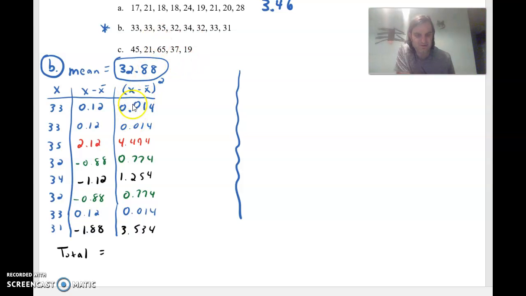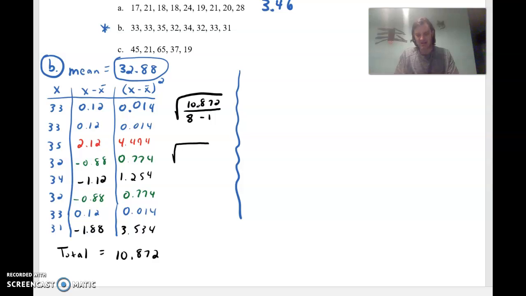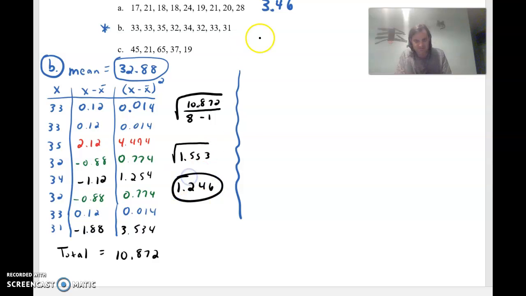And I'm going to go ahead and take the last column and add them up. And if I add all those numbers together, I get 10.872. So then remember, the goal is to take that sum, 10.872, and divide by one less than how many items there was. And there were 8. 1, 2, 3, 4, 5, 6, 7, 8. And then we're going to take the square root. So we're going to take the square root of 10.872 divided by 7, which I'm going to leave in my calculator, but it's about 1.553. So when I take the square root of that, I get that the standard deviation is about 1.246. So I guess comparing it to the one that I've already rounded to 2 decimal places, we'll say 1.25 for B.